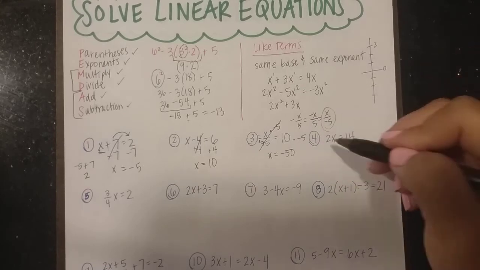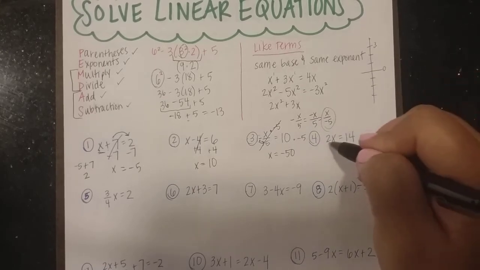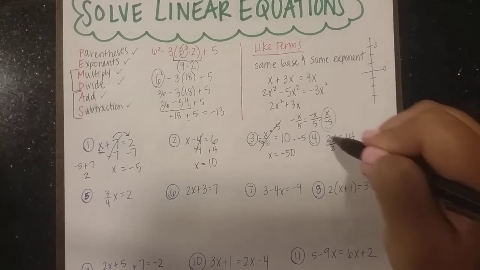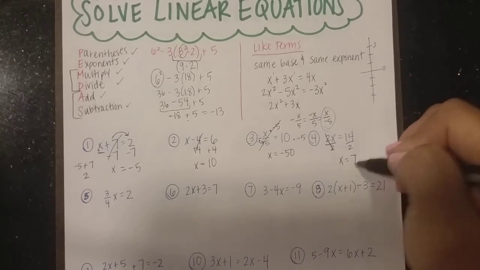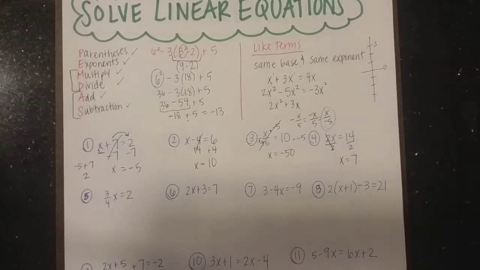And then number 4, I have 2 times x, and the opposite of multiplying is dividing. So I'm going to divide both sides by 2. So we get x equals 7.